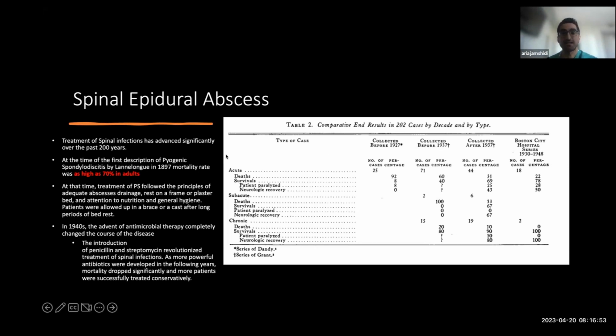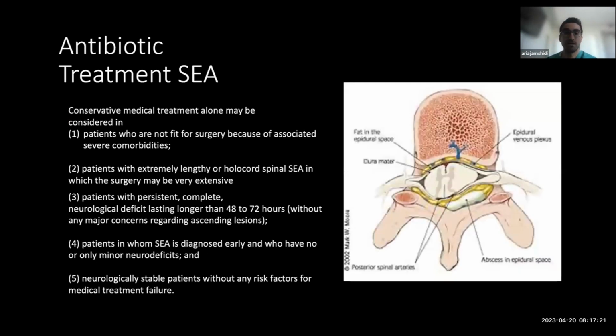It's interesting that at that time, in addition to antibiotics, obviously fusion was not something that had been really developed. Pedicle instrumentation, ACDF plates, lateral mass screws were not around. So patients were put on antibiotics and then rested on a frame or plaster bed, and were essentially casted for long periods and were put on bed rest while being on these antibiotics.